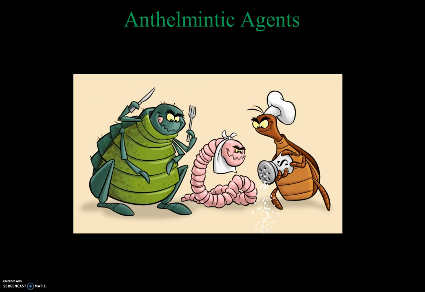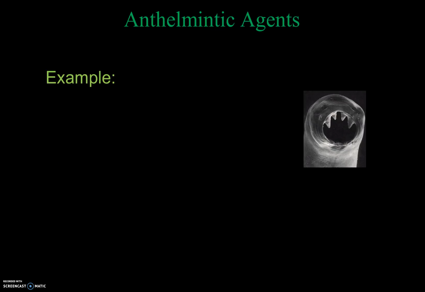They're going to be commonly found in the intestine, but they can also infect the lymphatic system, blood vessels, and liver, and they're going to enter the human host through contaminated food, insect bites, or in some cases they can actually just directly penetrate right into the skin. Our example for this category is ivermectin.